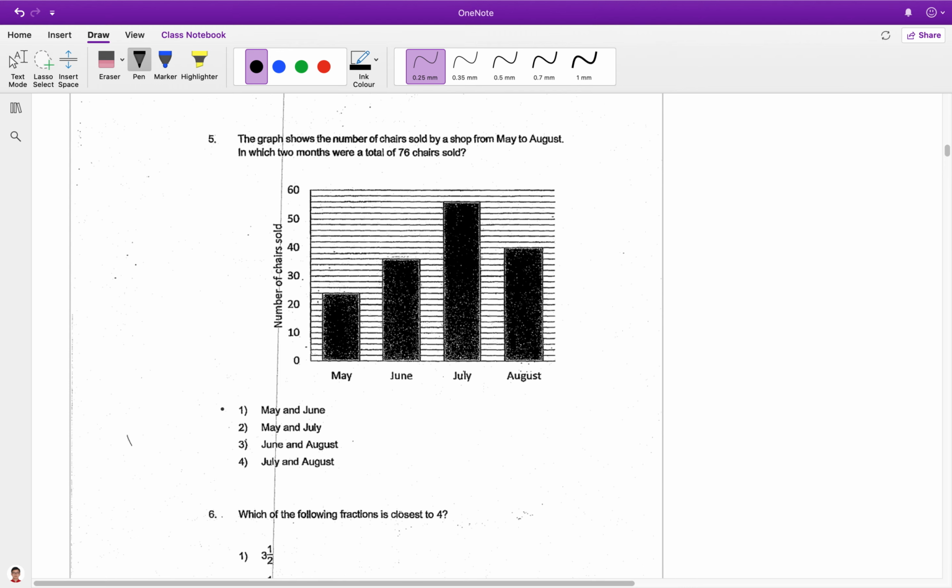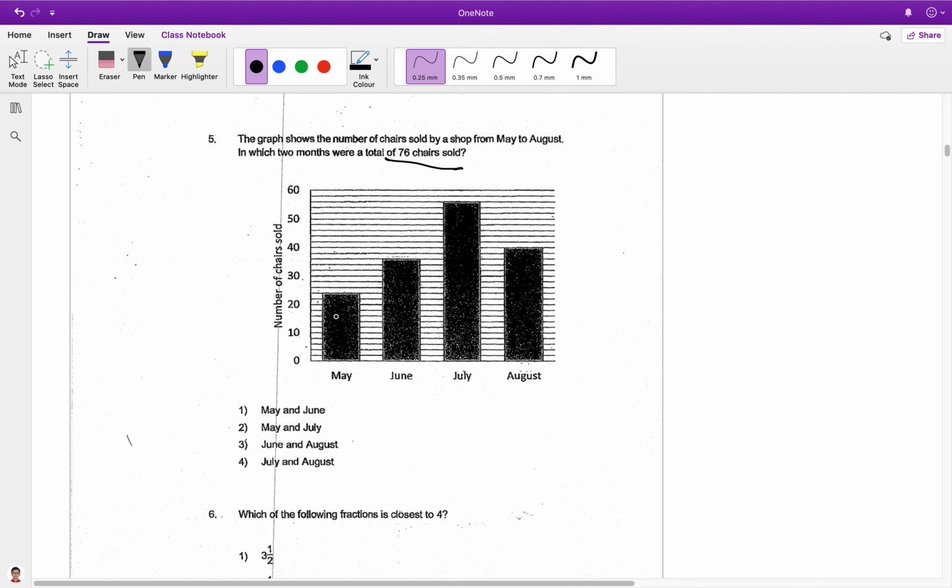Question 5. The graph we see here is a bar chart. Normally we use a chart to give an intuitive way for people to do comparison. From this one we can see that this one is more than the rest. The graph shows the number of chairs sold by a shop from May to August. Each month has an amount: this is May, this is June, and so on. In which 2 months were a total of 76 chairs sold?